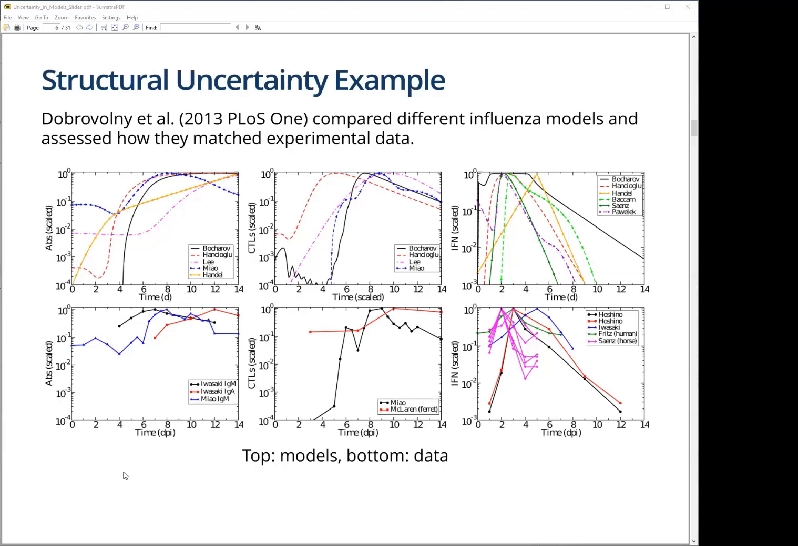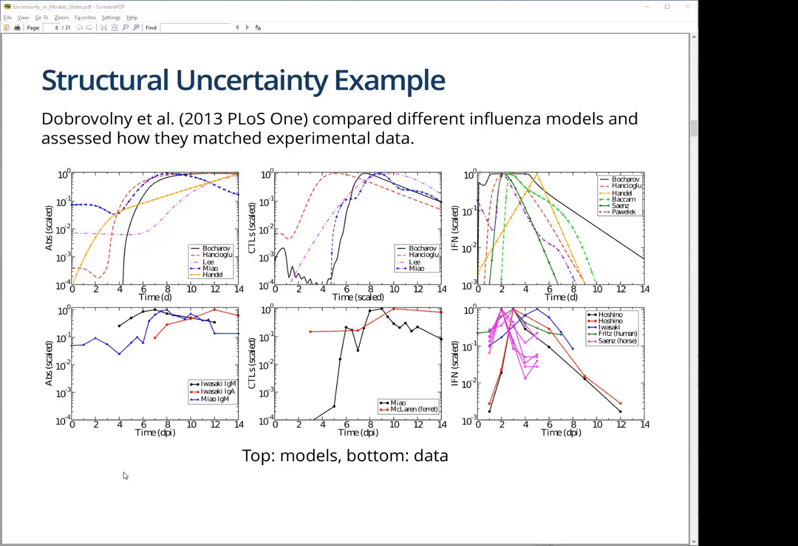So in the top, you see different models, and you see that not every model is in every plot. That means that's the reason, because some models didn't actually include that component. So you can see there's this black one called Bokharov. They named it by the first author, and that is included in each one of these plots because it has all these components in there. But there's, for instance, that green model called BACAM that's only in the right panel because it doesn't have antibodies and T cells included in the model.